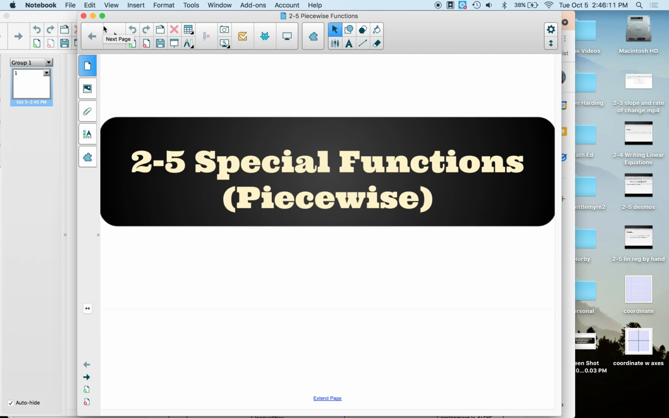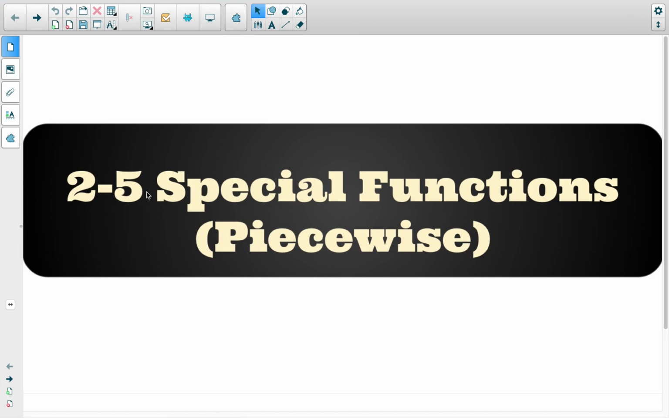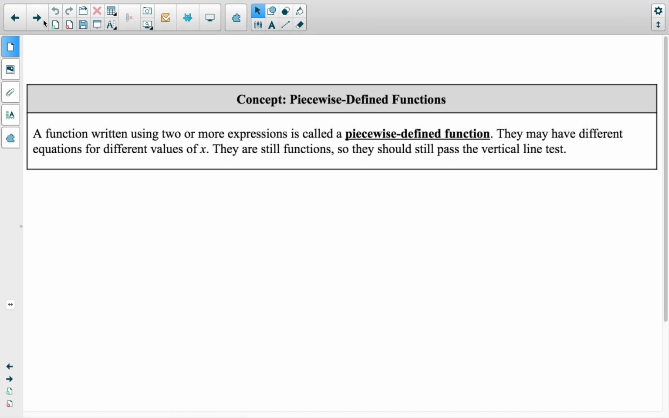All right, this is 2-6 piecewise function, so follow along with me on page 9 of your guided notes packets. So this concept of a piecewise defined function, it's literally a graph that's in pieces. It means that depending on what the value of x is, we're going to plug it into a different equation according to what criteria the x meets.